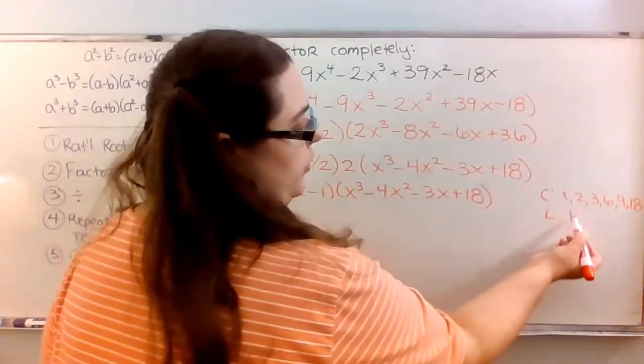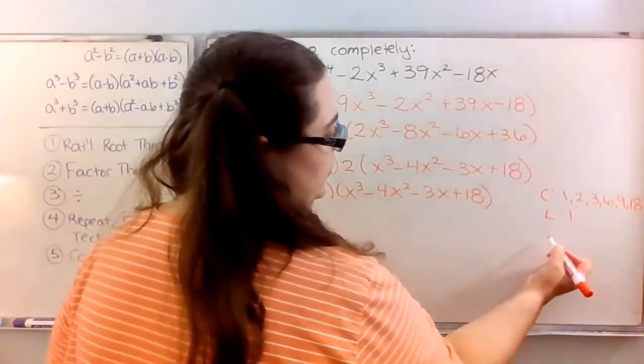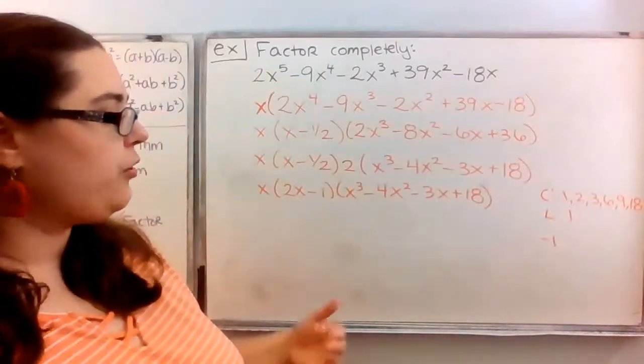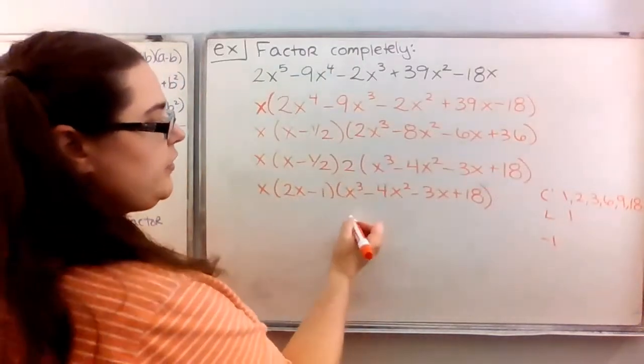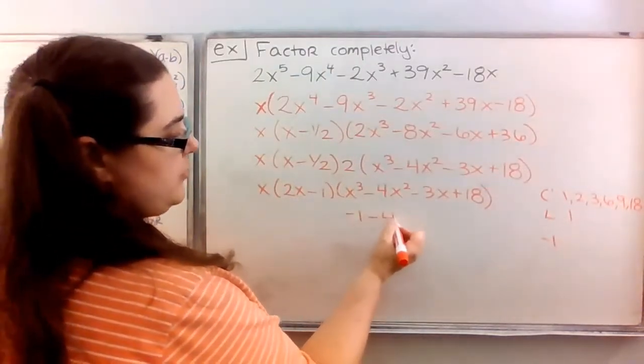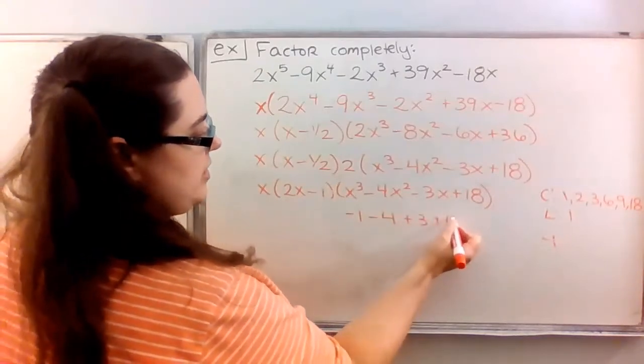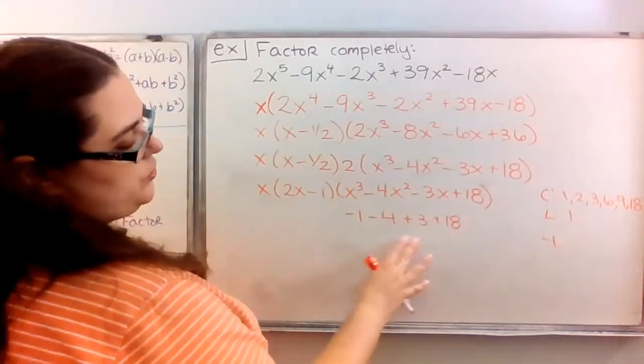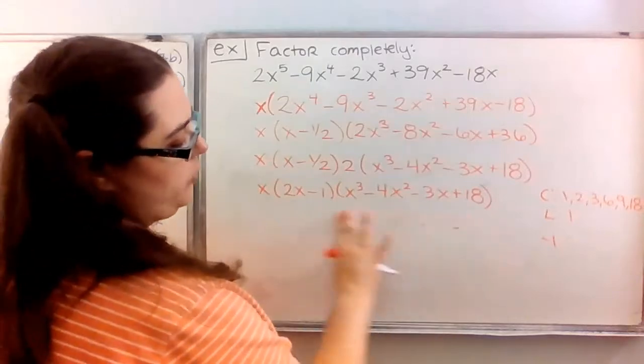So I can try 1 over 1, doesn't work. Let's try negative 1. If I throw negative 1 into this, that's going to give me negative 1 minus 4 plus 3 plus 18. So that's 21 minus 5. Nah, that won't work.